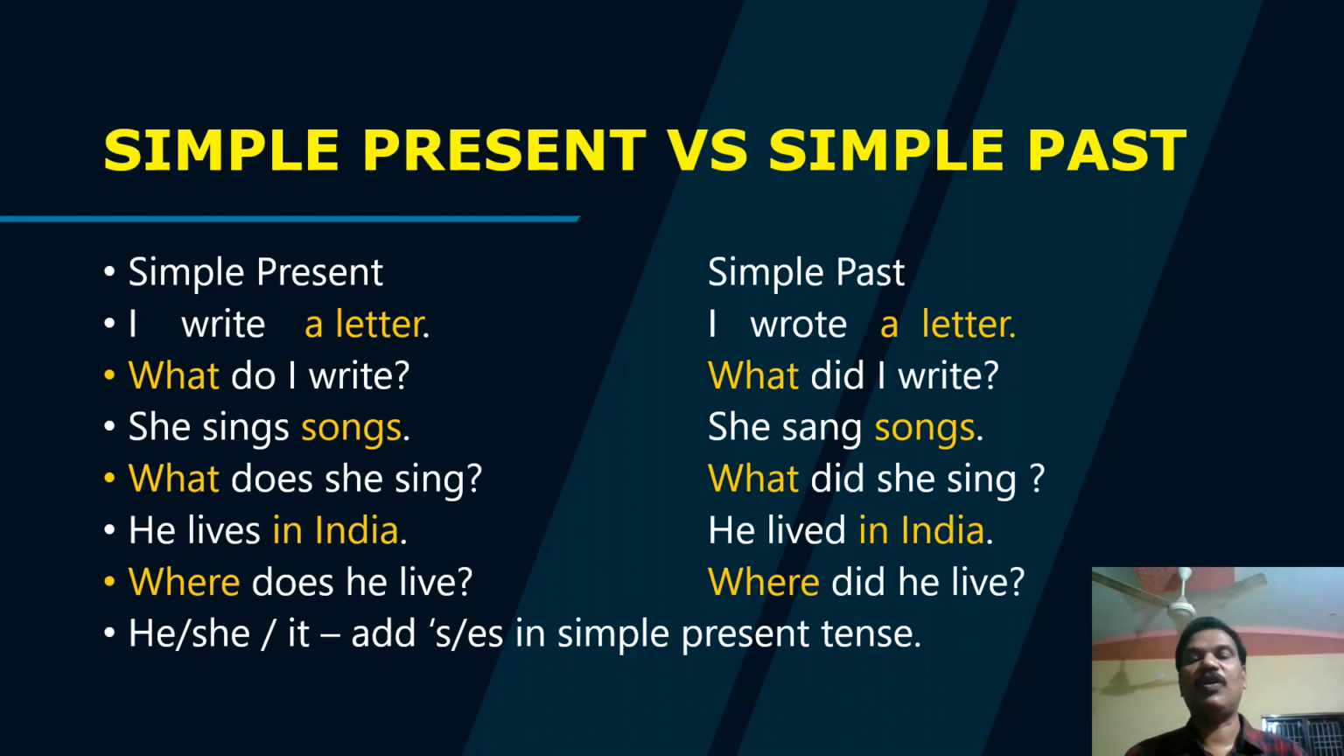Next, she sang songs. Songs, object, things. So what? Sang is past tense, therefore did. She sing, did plus V1 in negatives and questions. Therefore, what did she sing? Next, he lived in India. India is a place. So where? Lived is past tense. To express past tense in negatives and questions we use did. The first part comes to the end of the sentence. So he lived becomes where did he live. Simple past tense. You could understand it.